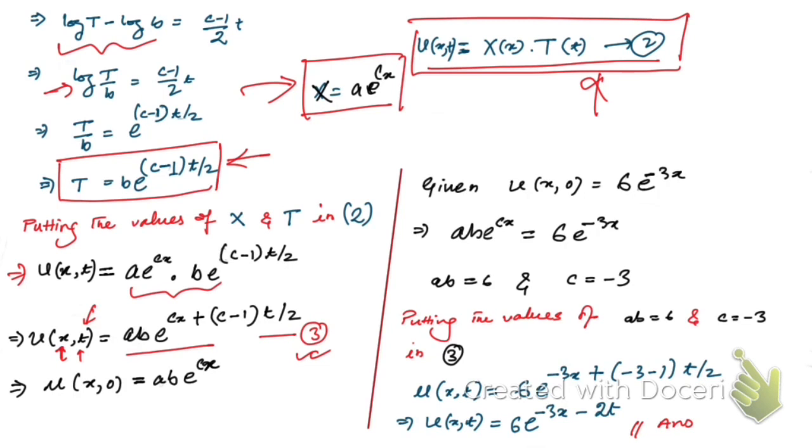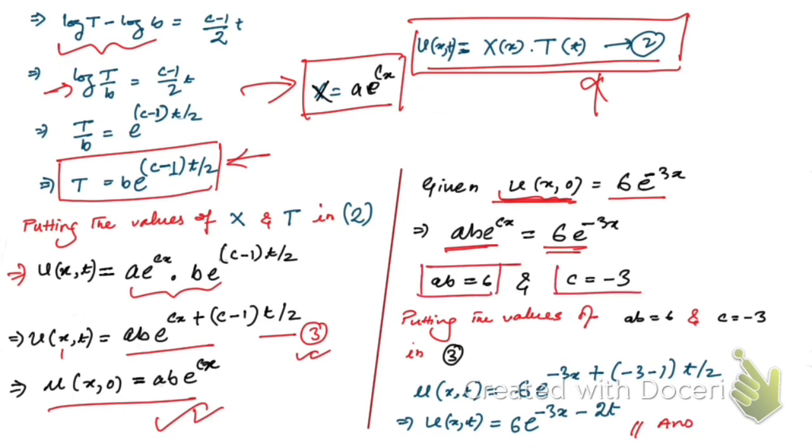So if you take u of x and 0, that means if you put t is equal to 0, then you will get this result, because this whole thing is going to be 0, right? So that is what we have got. Now it is given that u of x comma 0 is 6 e to the power minus 3x, and from this equation we have got u of x comma 0 is this AB e to the power cx, right? So comparing both sides, we have got the value of AB is equal to 6, and the value of c is equal to minus 3. So here cx is minus 3x, right? So comparing these two, we have got c is equal to minus 3.